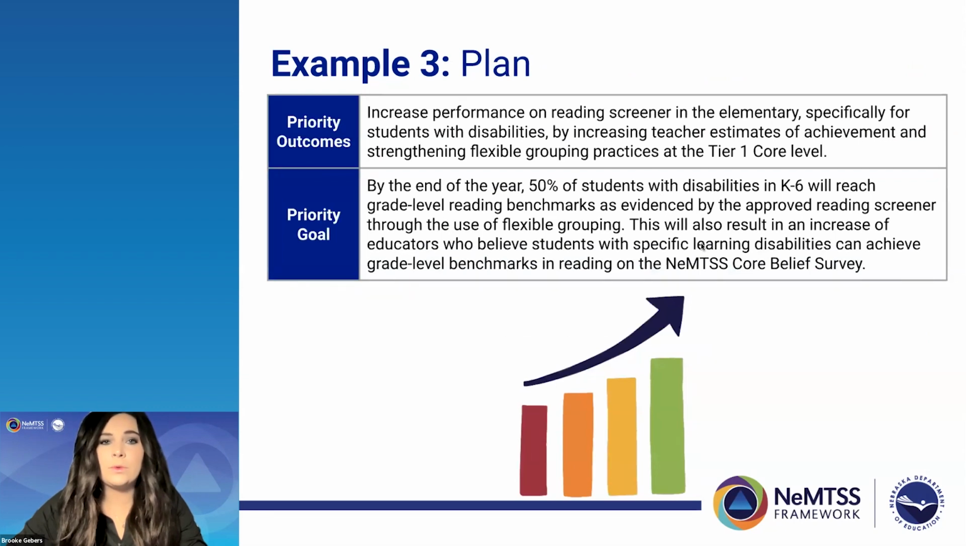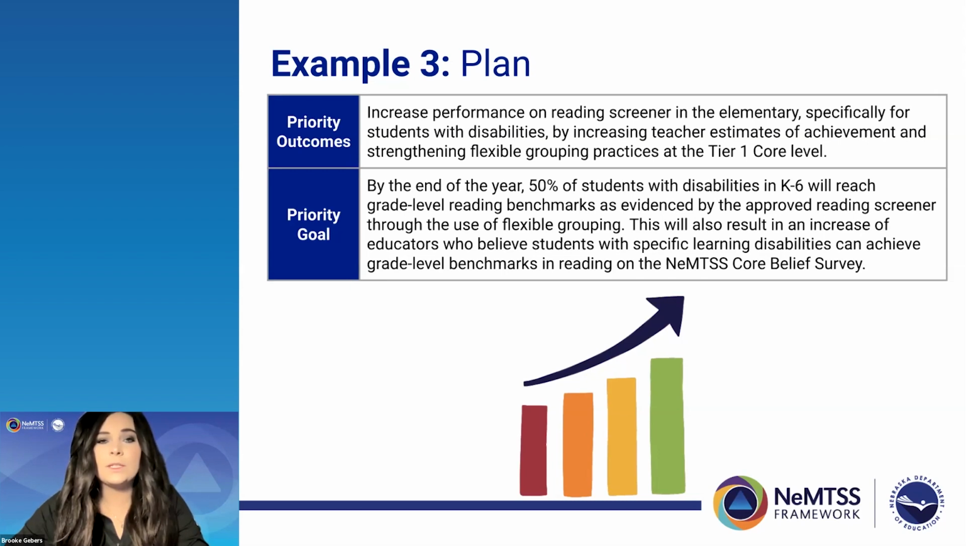To plan to address the root cause of this problem, the elementary team wants to increase performance on the reading screener in the elementary, specifically for students with disabilities, by increasing teacher estimates of achievement and strengthening flexible grouping practices at the Tier 1 core level. They do plan to do this by having teachers incorporate more flexible grouping based on interest, learner profile, and reflection style teacher selected groups, rather than just based on perceived ability level.